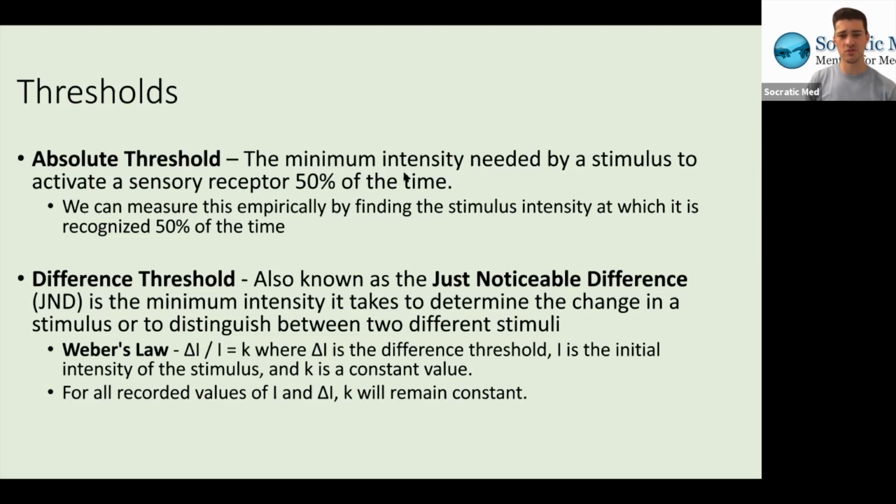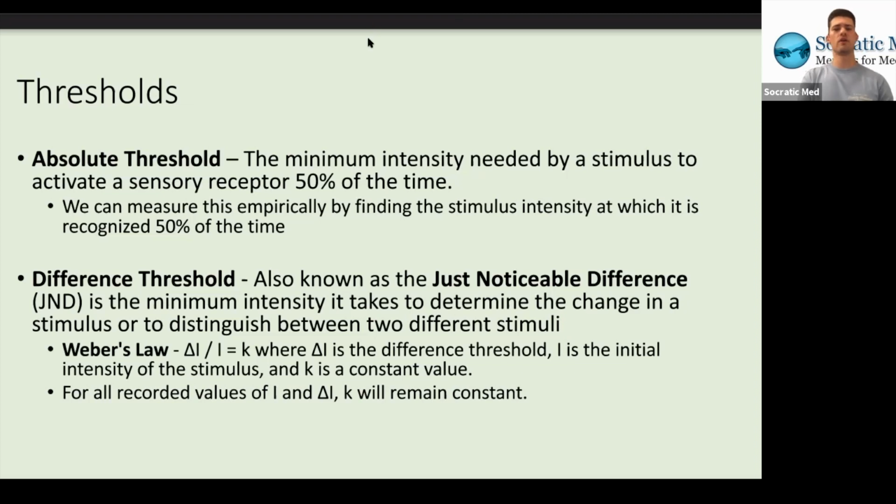And the difference threshold is another threshold, but we're not just detecting a stimulus. We're detecting a change in a present stimulus, or we are distinguishing between two different stimuli. And it's also known as the just noticeable difference. I think I've actually seen that terminology more often on the MCAT. And that's actually usually the threshold that I see because you have this nifty little law called Weber's law that gets a little bit quantitative, and they like to test it because it's one of those simple laws where they'll throw numbers at you and you should be able to do it without a calculator.